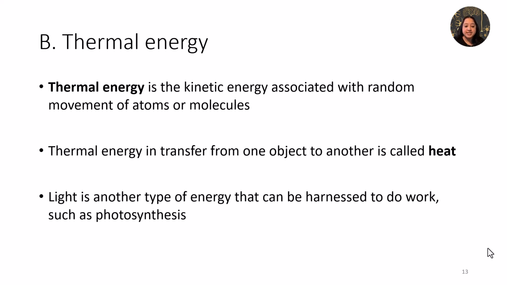And then light is another type of energy that can be harnessed to do work, like in photosynthesis. A lot of this stuff might seem really out of context right now, but it will make sense, because it's light energy that cells in plants use to power photosynthesis and then make chemical energy.